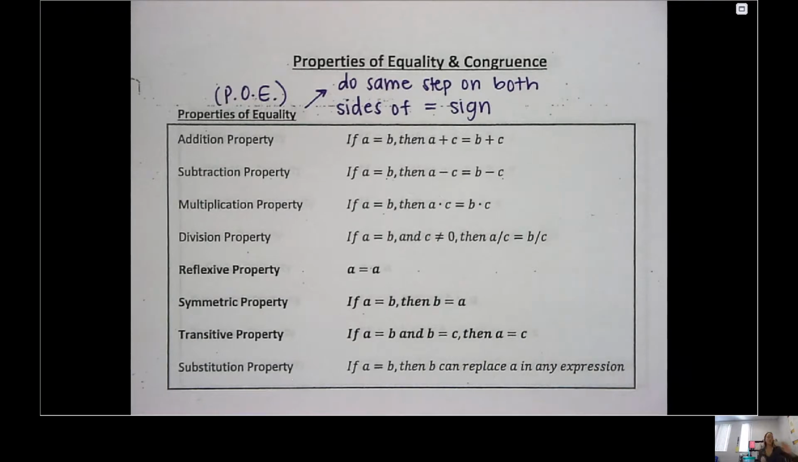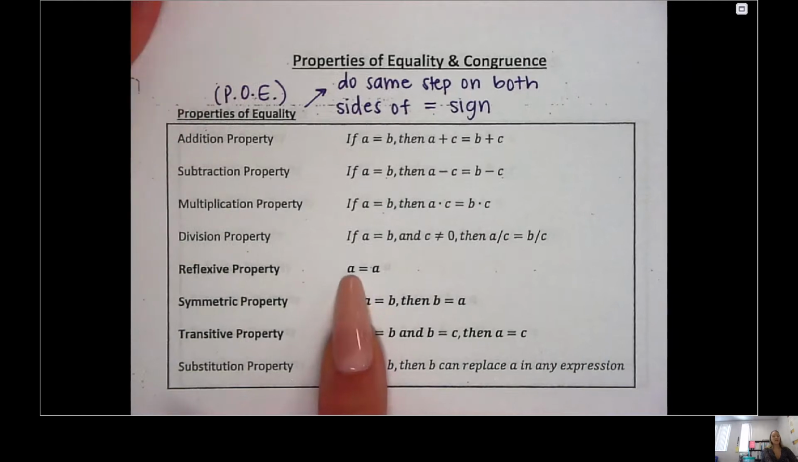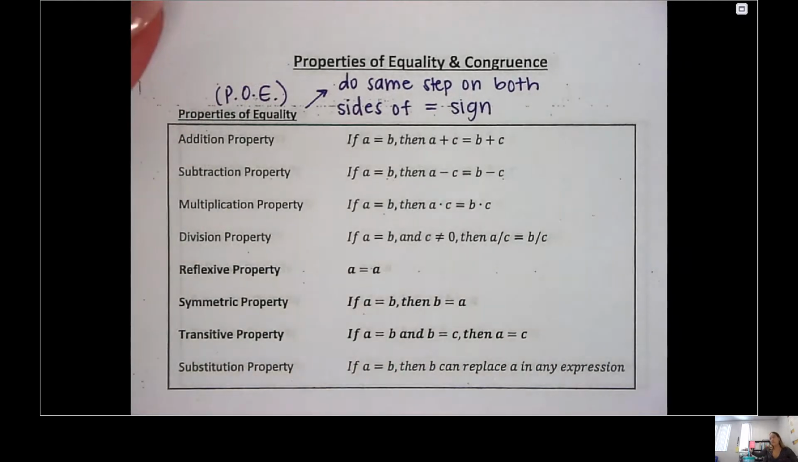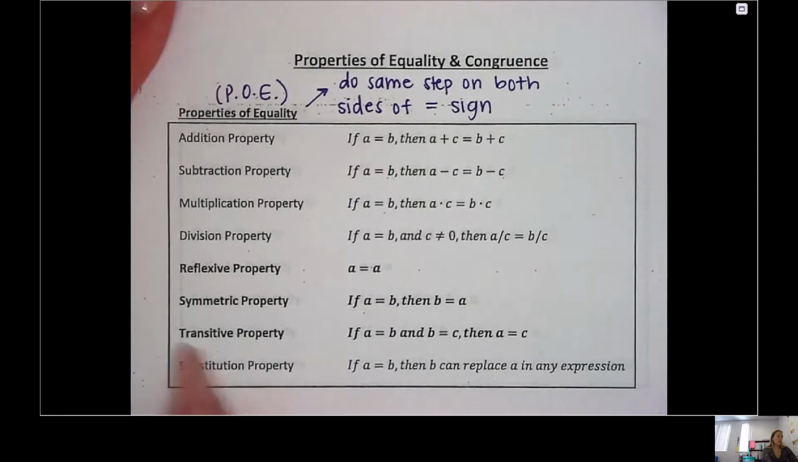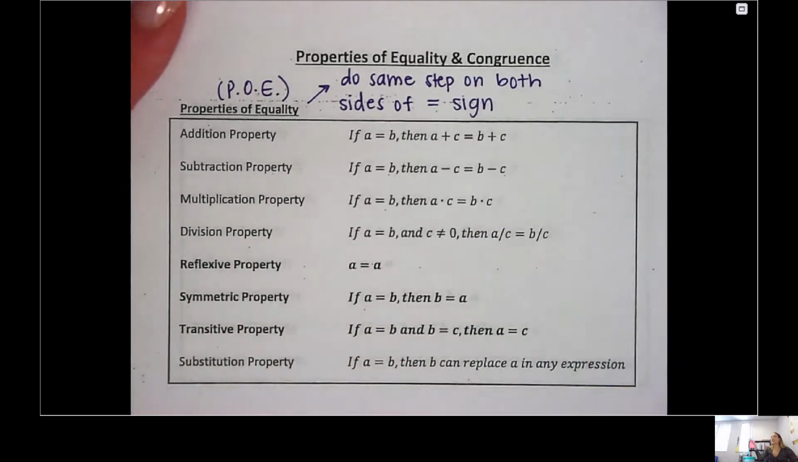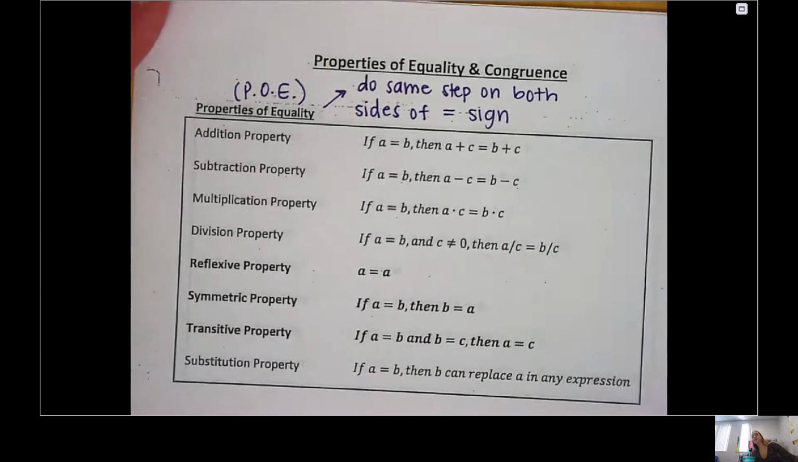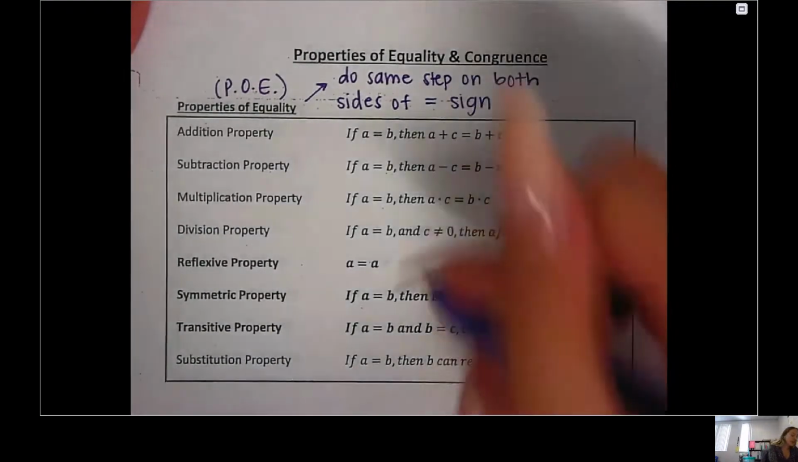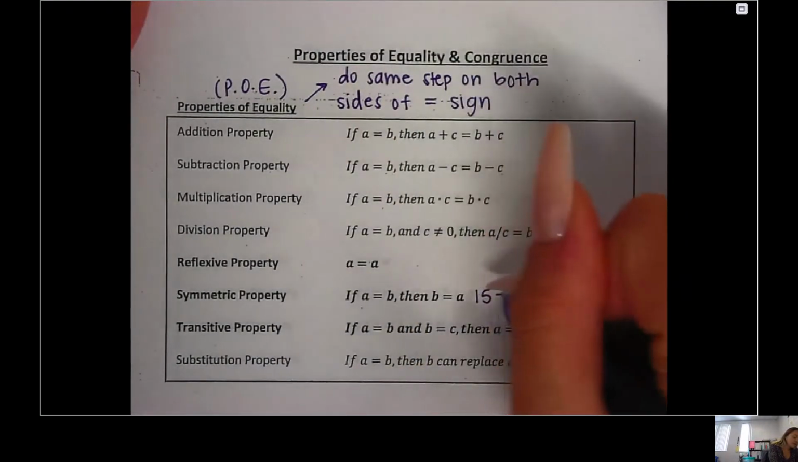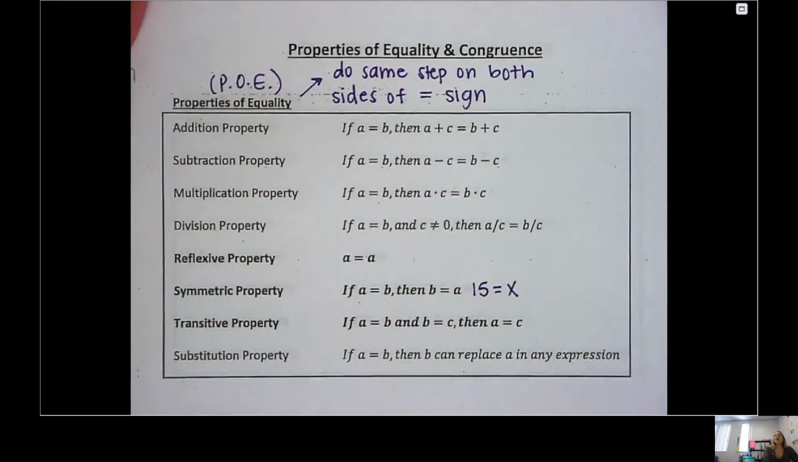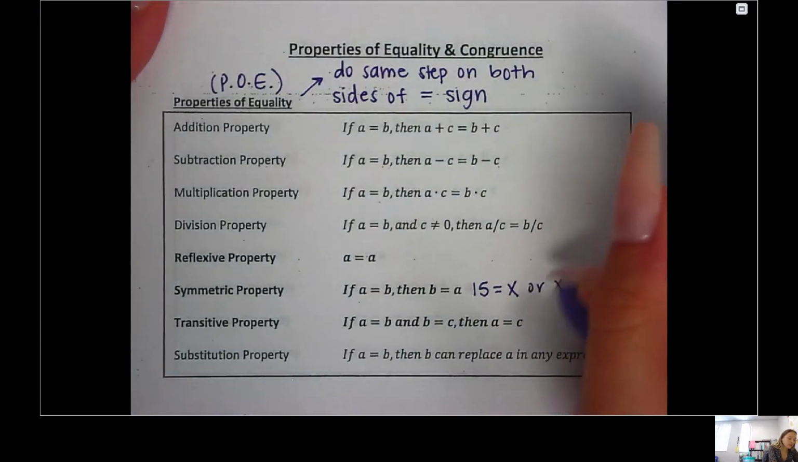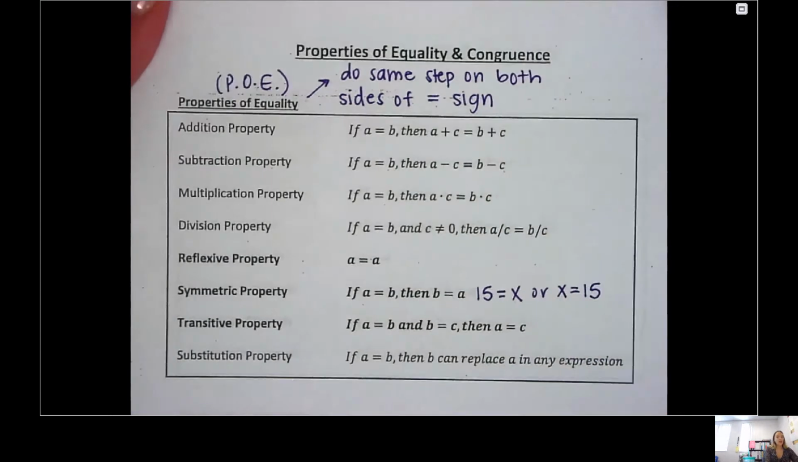Now, the reflexive property just says that if at the very end I get like the number 1 equals 1, that's a property. It says that something is equal to itself. We're not really going to worry about the transitive one, but the symmetric property is talking about symmetry. It's being the same on both sides. Like our equation from the warm-up, we got 15 equals x. I can rewrite that as x equals 15. They can just trade places. That's the symmetric property. They both mean the same thing. It doesn't matter how I write them.